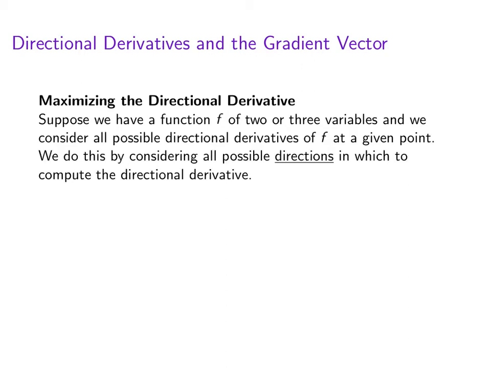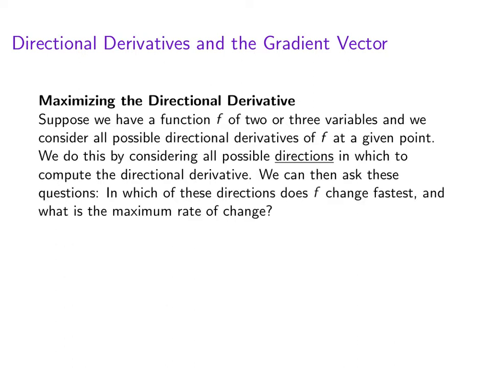So we're considering all possible directions. Which of these directions causes f to change the fastest? That is, which one causes us to have the largest directional derivative? And what is this maximum rate of change or maximum directional derivative? So the answers are given by this theorem.